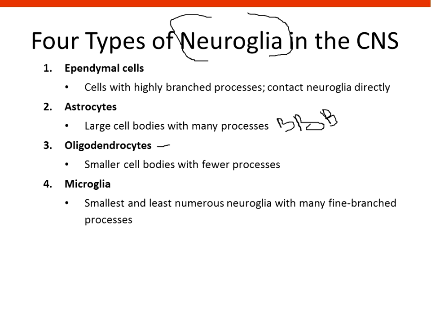The oligodendrocytes are going to be your myelination for your central nervous system. So all of your spinal cord, all of your brain, all of the axons that are myelinated, meaning they have fat wrapped around, are going to be because of oligodendrocytes.